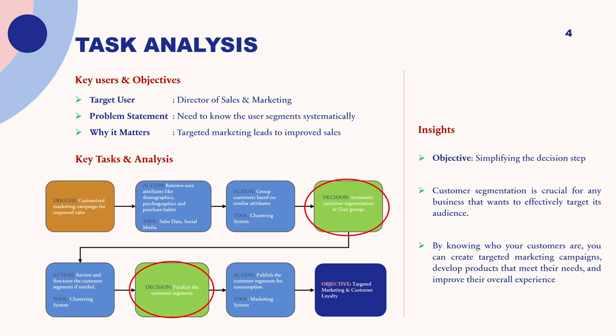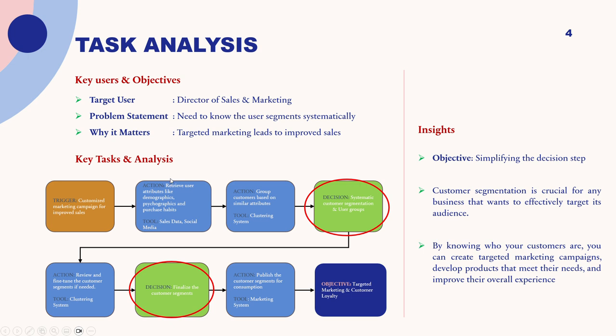To start with, let's identify the key users and objectives here. The target users for this customer segmentation problem are the business users of sales and marketing, let's say the director of sales and marketing. The problem statement is that the business users want to know the user segments systematically so that they can do targeted marketing, which leads to improved sales. Let's move into the details of task analysis.